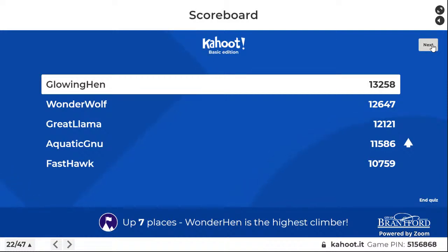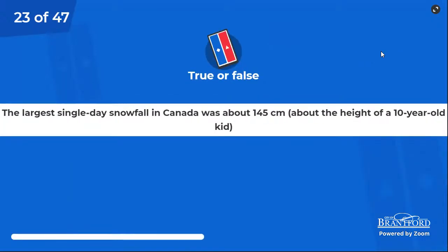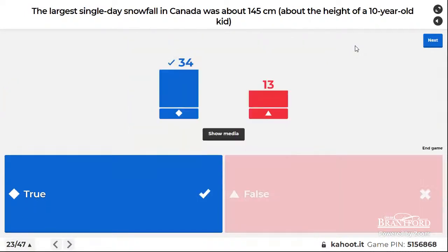All right, so let's head on to the next true or false question. The largest single day snowfall in Canada was about 145 centimeters, about the height of a 10-year-old kid. True or false? Yep, so the majority of people got that correct. It is absolutely true. On February 11th, 1999, about 145 centimeters of snow fell in the town of Tahtsa Lake, British Columbia, in just 24 hours.